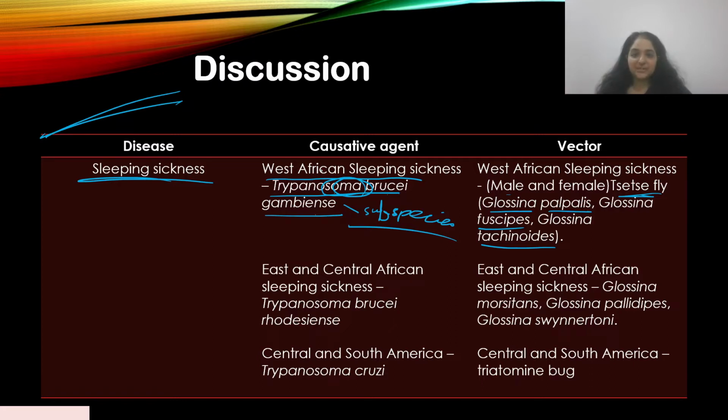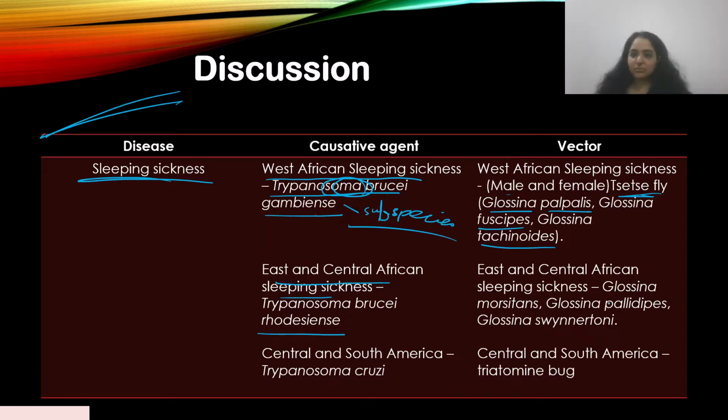Okay, so you have West African sleeping sickness, you have East and Central African sleeping sickness also. Okay, and that is a different subspecies. That is also Trypanosoma brucei, but it's rhodesiense. Okay, so that's why I'm giving you all this information in a tabular form. If they ever mention rhodesiense, you know they're talking about East and Central African sleeping sickness. Okay, that's a different subspecies, and West Africa is a different subspecies.